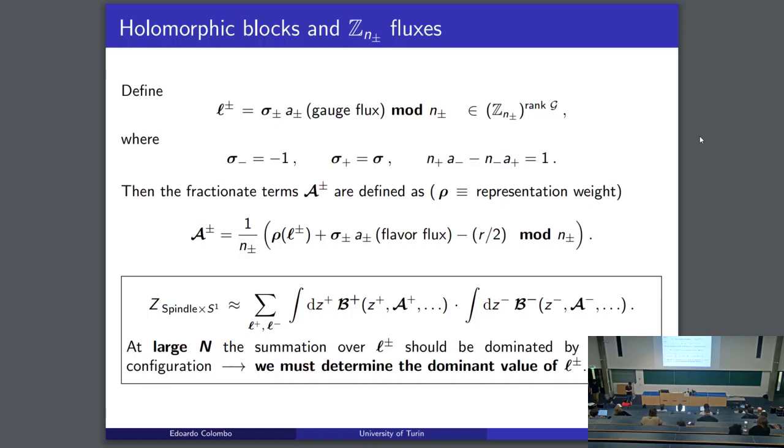So let's explain these curly A's. First, let me introduce the fractional fluxes L plus or minus, which are given by a coefficient times the gauge fluxes modulo n plus or minus. And these fractional terms depend on these fractional fluxes plus some flavor terms modulo n plus or minus. So, what's the deal with these curly A's?